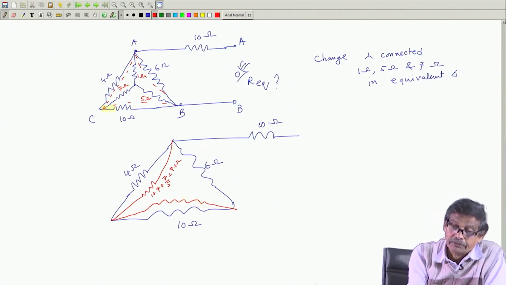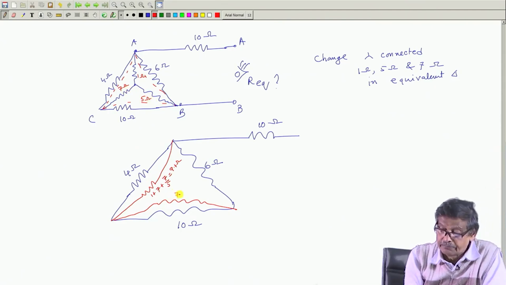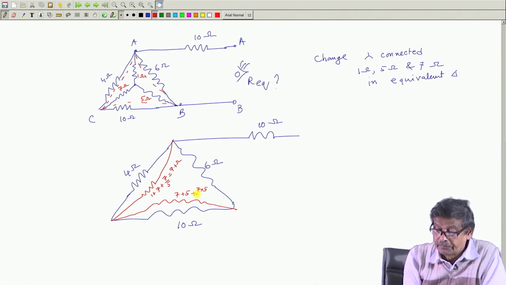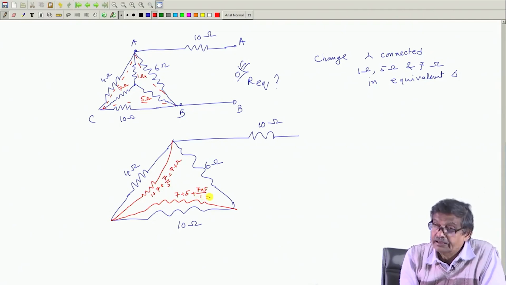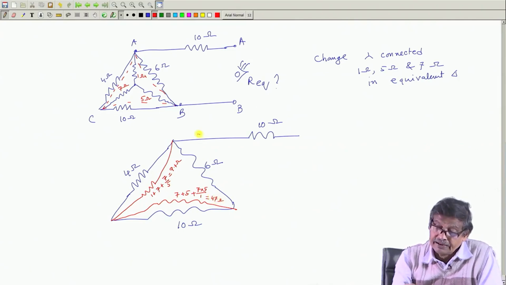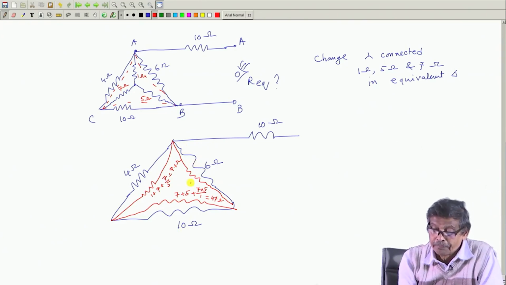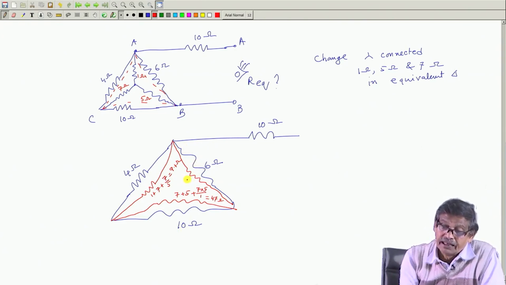What will be this value? It will be 7 plus 5, let me write 7 plus 5 plus 7 into 5 divided by 1, 47, whatever it is. And finally, here there will be another resistance connected between these 2 points, and this resistance value will be this one.